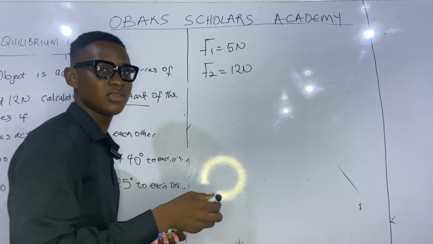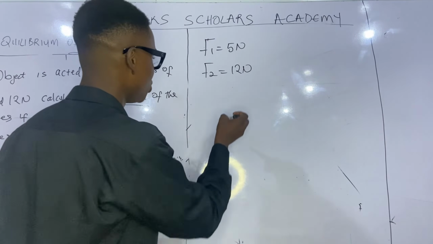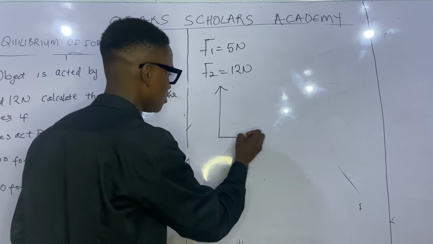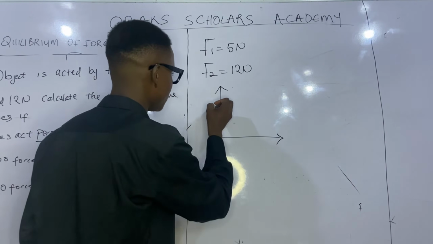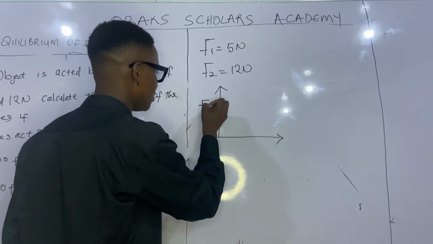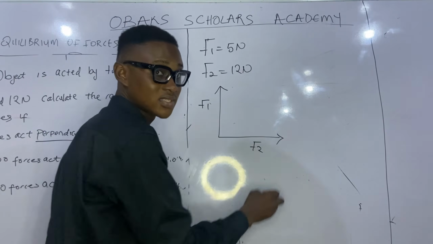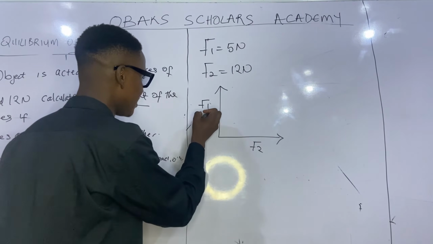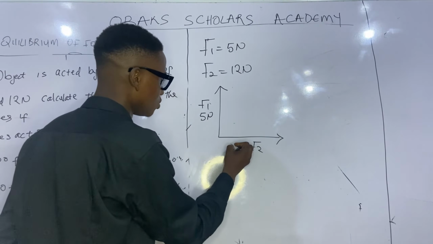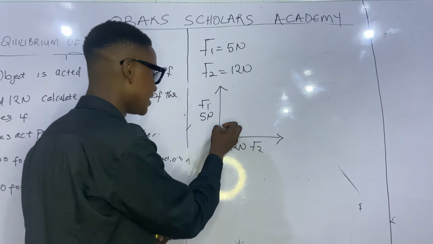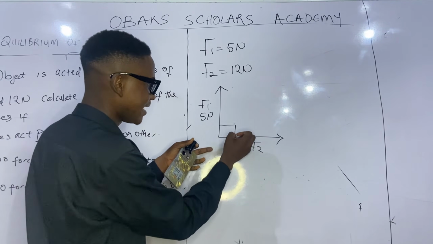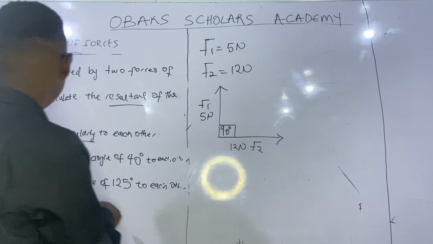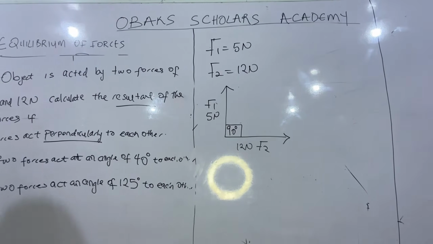Let me use a diagram to illustrate it. Something like this. Let's call this F1, F2. Force is a vector quantity, so you can use vector diagrams to represent it. This is 5 Newton, and this is 12 Newton. The angle between them is 90 degrees, because they act perpendicular to each other.